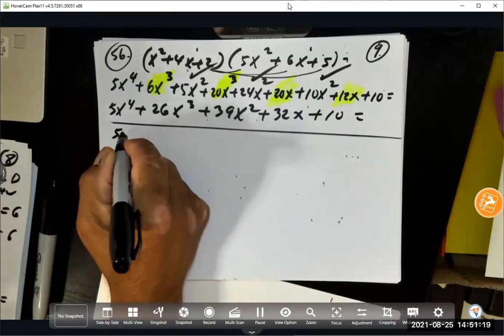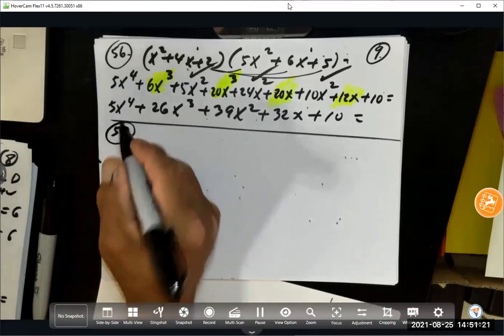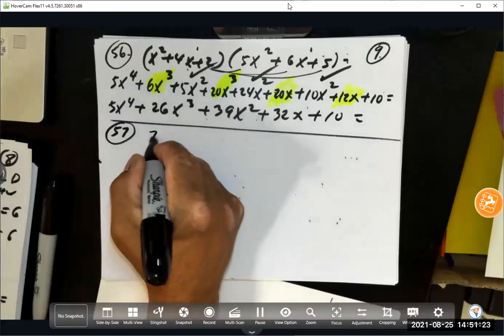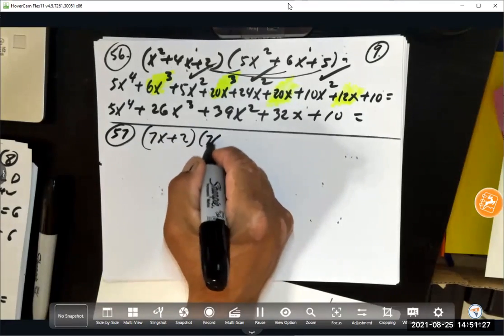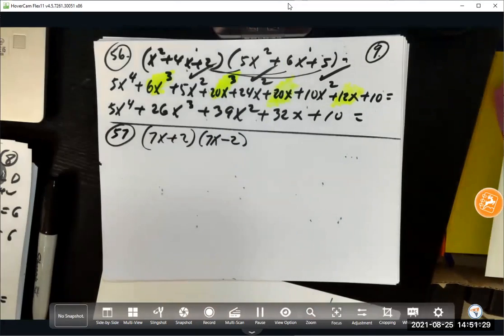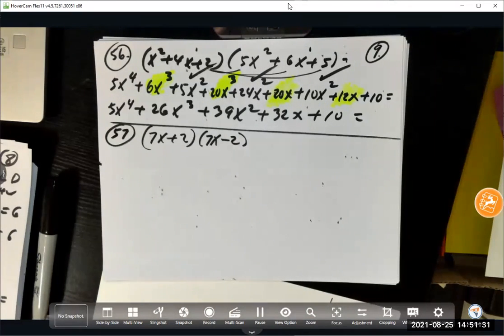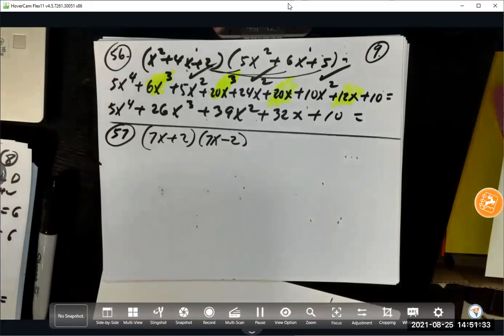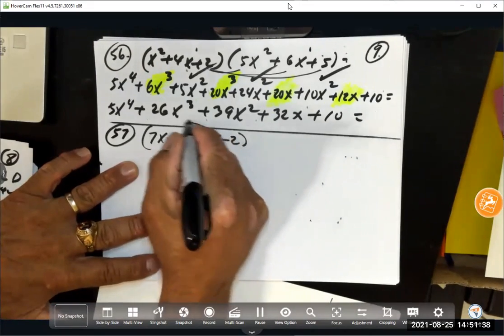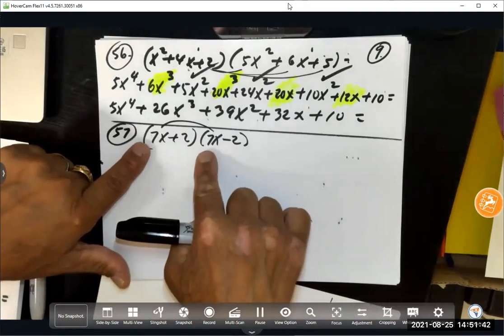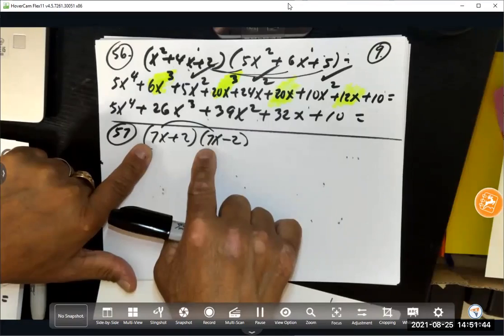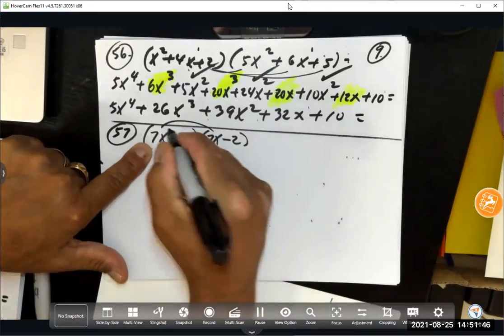All right, let me do an easier one, the 2 by 2. Okay, that was a 3 by 3. Let's do a 2 by 2 and see how it goes. 7x plus 2 and 7x minus 2. Okay, 7x plus a 2 and 7x minus a 2. Ready? 7x times 7x, what do you think that is? 7x squared. 49x. Well, let me do it again. 7 times 7, 49x. There you go. And is this a 1 power? And is this a 1 power? Yes.